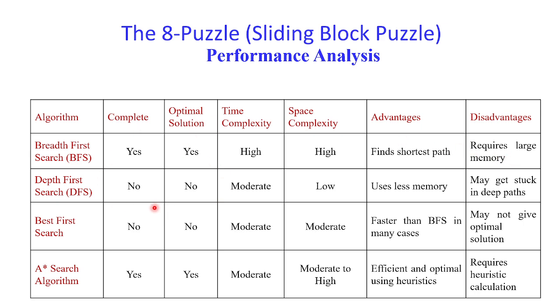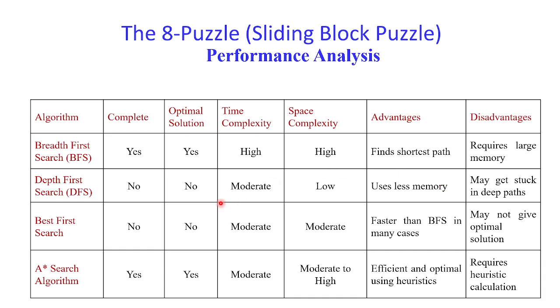When you talk about DFS, is it complete? No, it can get stuck in deeper, indefinite paths. Will it give an optimal solution? No, because leaving the shortest path, it might go deeper. Time complexity is moderate, it depends on the problem structure. When you talk about the space complexity, compared to BFS, it's low, but it might miss the optimal solution. It uses less memory, but it may get stuck in deeper paths.